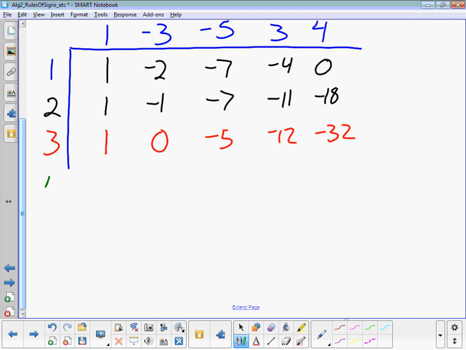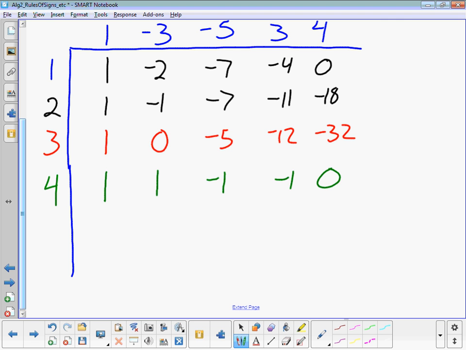So let's try a 4. Bring the 1 down. 4 times 1 is 4, added to negative 3 is a 1. 4 times 1 is 4, added to negative 5 is a negative 1. 4 times negative 1 is negative 4, added to 3 is negative 1. 4 times negative 1 is negative 4, added to 4 is 0. Again, not all positive. We're looking for all positives in this row.